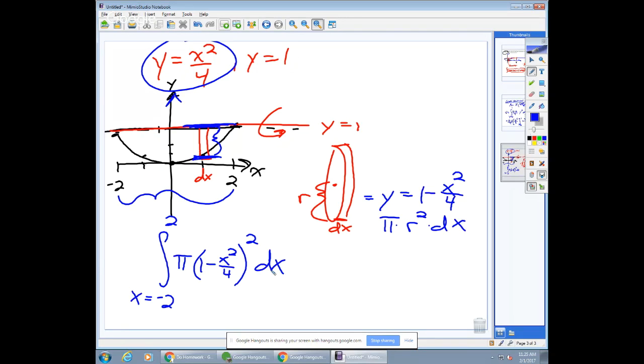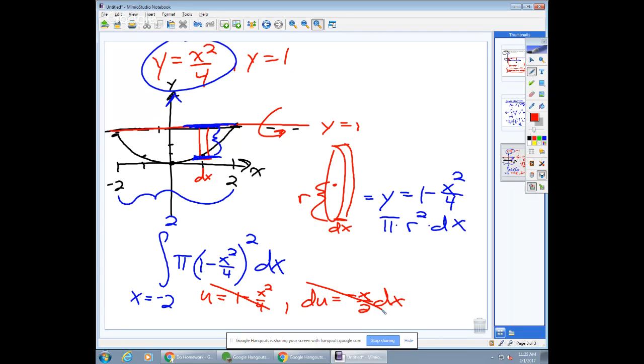If we tried to do a u substitution, the main candidate for u would be the inside of the parentheses. Just to check on that, if we let u equal 1 minus x squared over 4, then du would be what? Negative 2x over 4, which should be negative x over 2 dx. Do we have an x hanging outside of that parentheses? No, which means this substitution doesn't do us any good. So our only choice is to square that out.